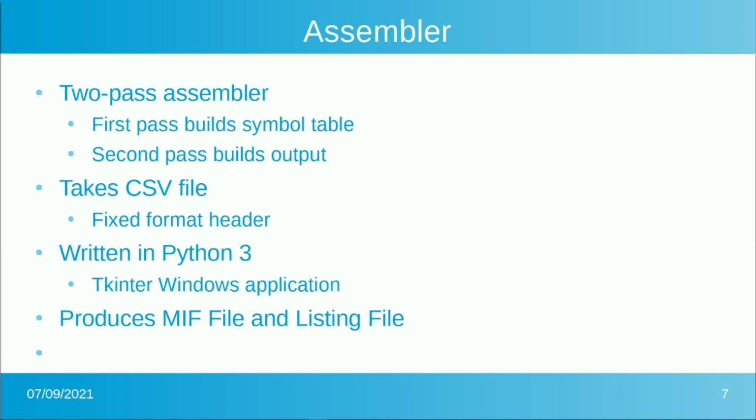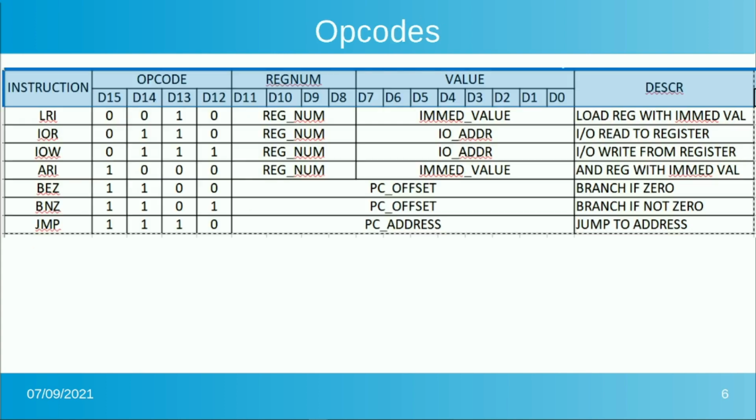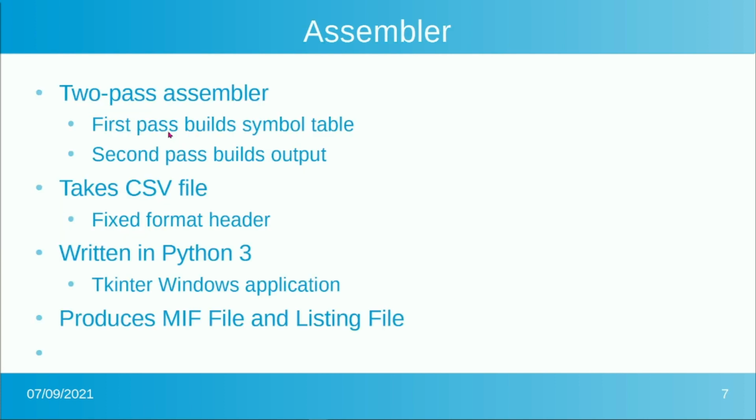So the assembler is a 2-pass assembler. The first pass goes through and looks for labels, and the label is either the addresses here or it's the location of that instruction for the case of branches. And that first pass will build that symbol table. That symbol table will be used in the second pass to set the values for those symbols.